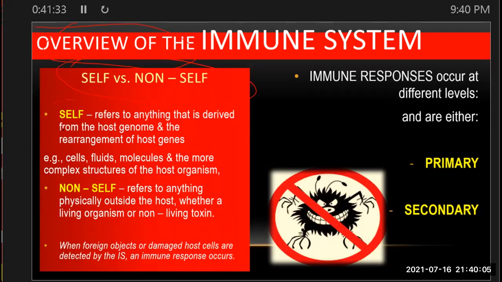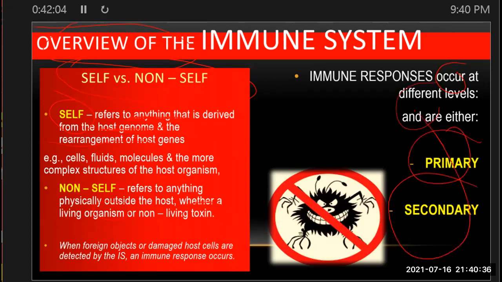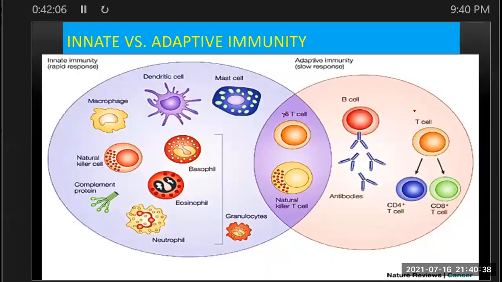So we have this one, self: anything that is coming from the host genome and the rearrangement of host genes, cells, fluids, and anything else. Non-self refers to anything physically outside the host, whether an organism or a toxin. When foreign objects or damaged host cells are detected by the immune system, an immune response occurs. And immune responses happen at different levels. We have the primary immune response and the secondary immune response.